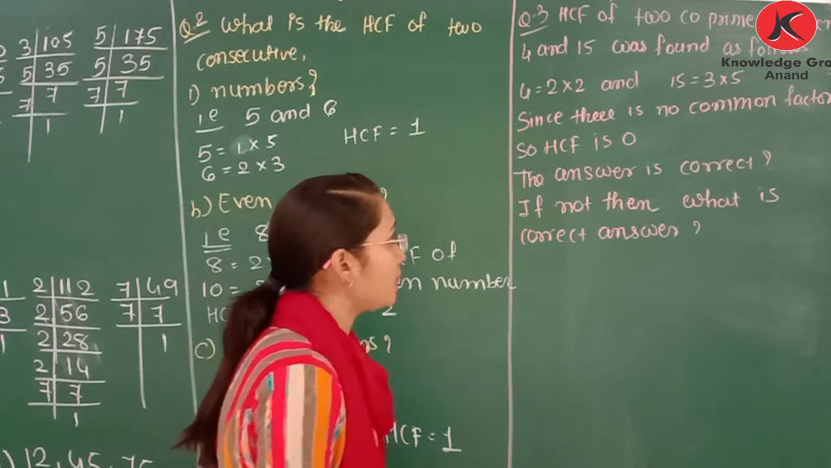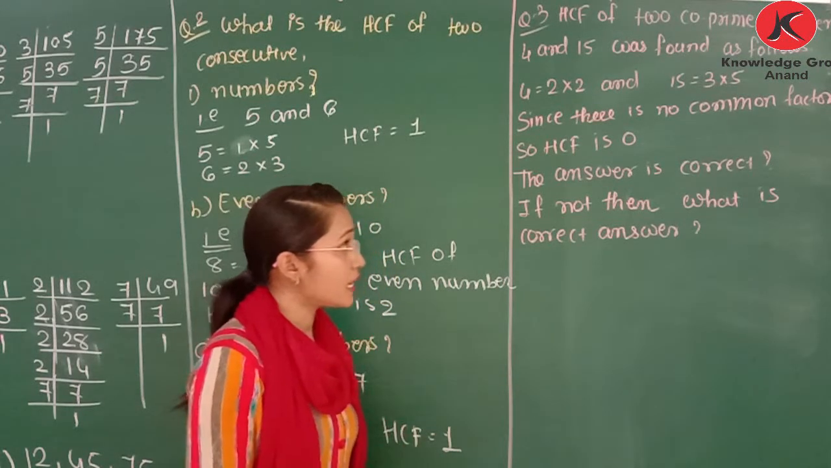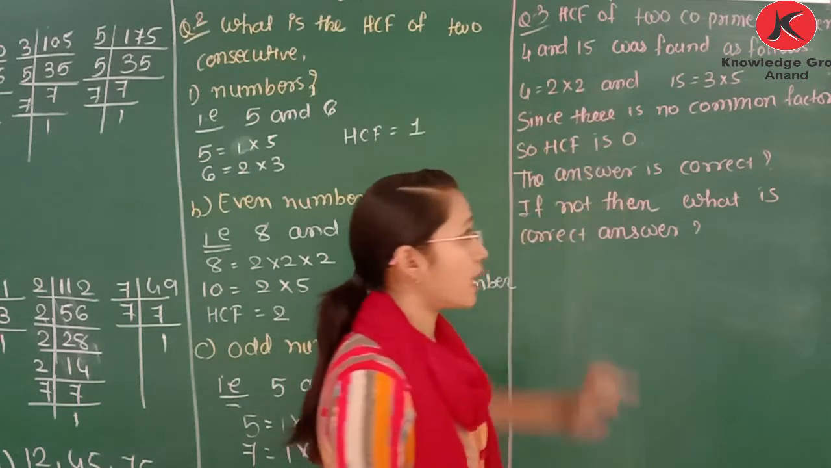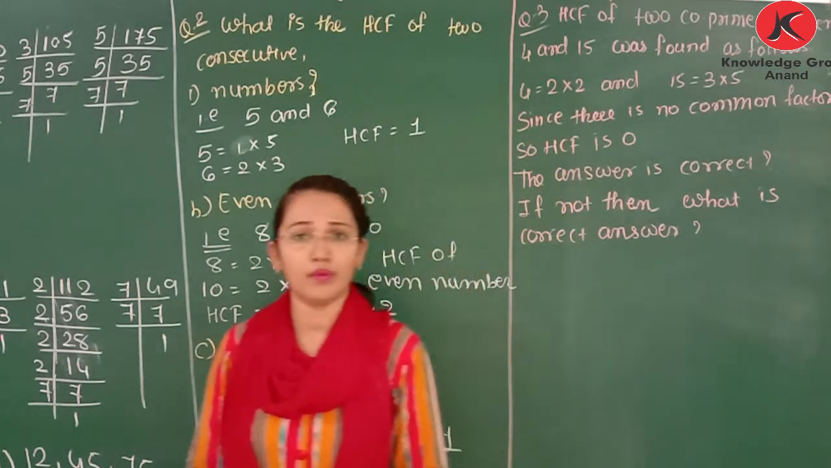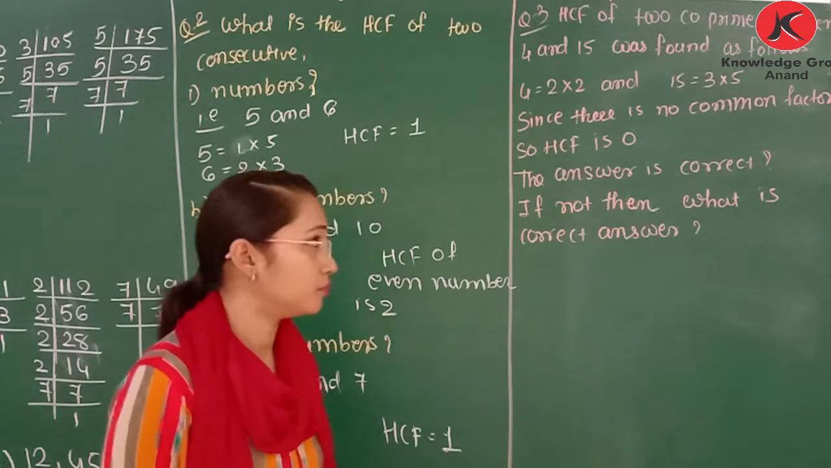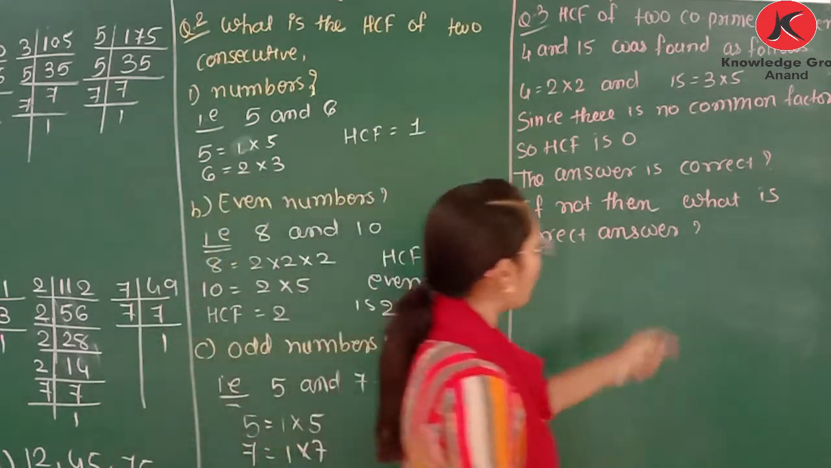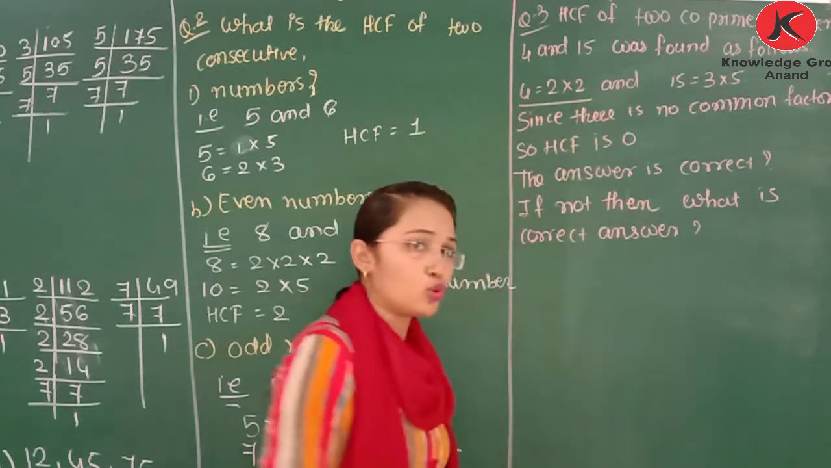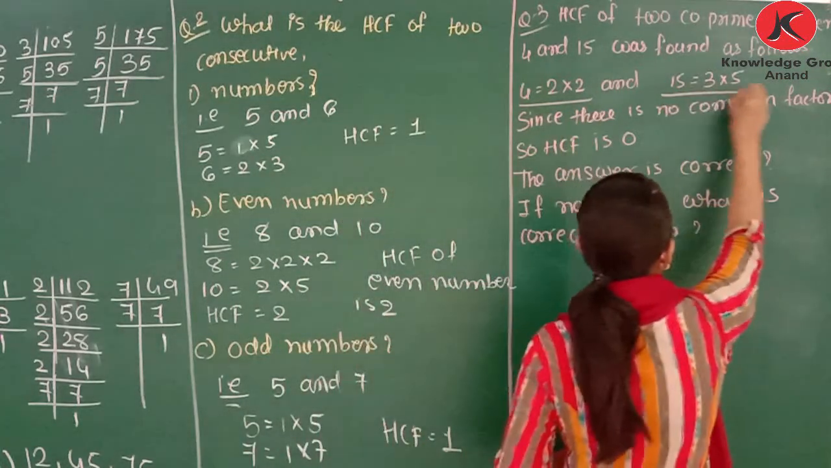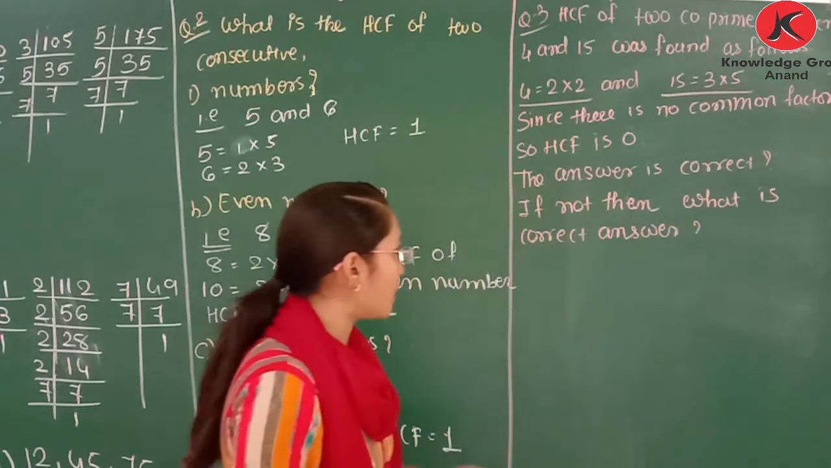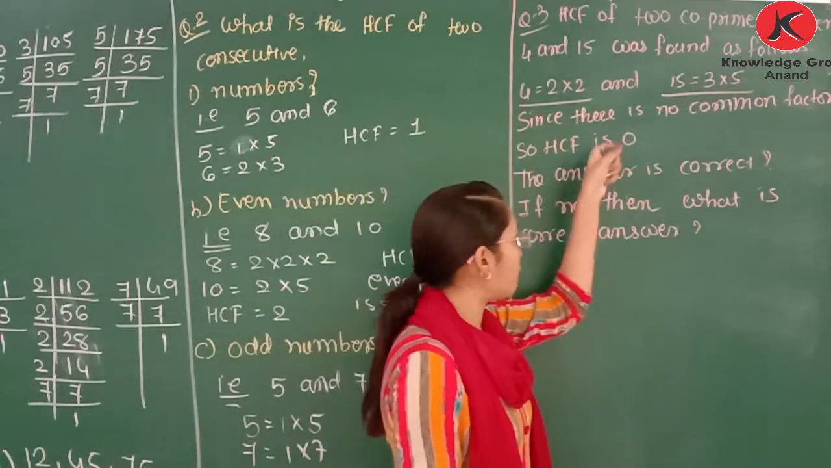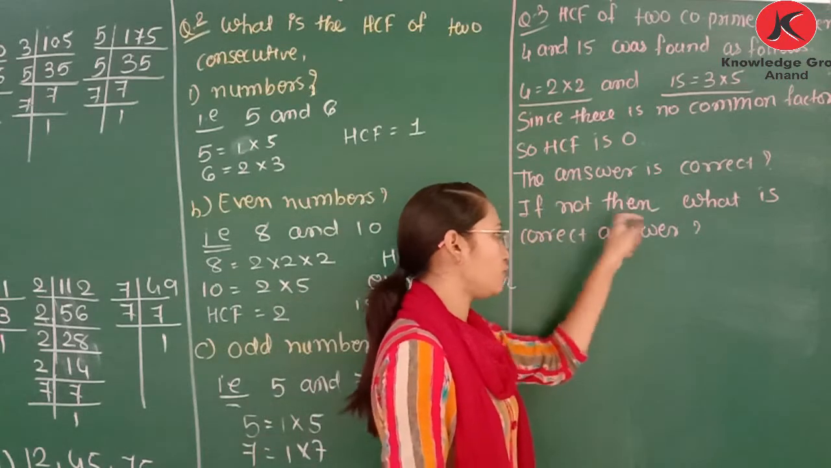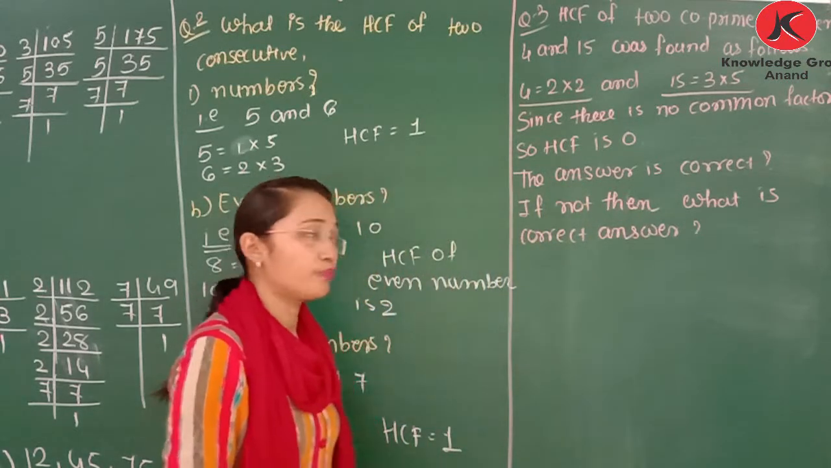Now, example 3. Find the HCF of two co-prime numbers, 4 and 15. Now what is a co-prime number? Co-prime numbers means the common factor is 1. That is called co-prime. It was found as follows: 4 is equal to 2 multiply 2 and 15 is equal to 3 multiply 5. Since there is no common factor, HCF is 0. Is the answer correct? If not, then what is the correct answer?